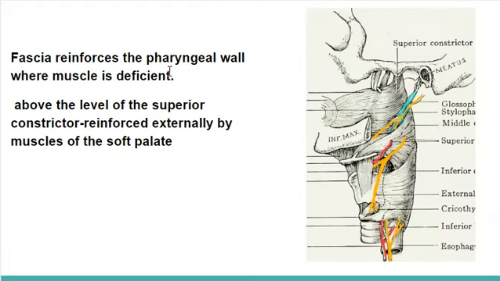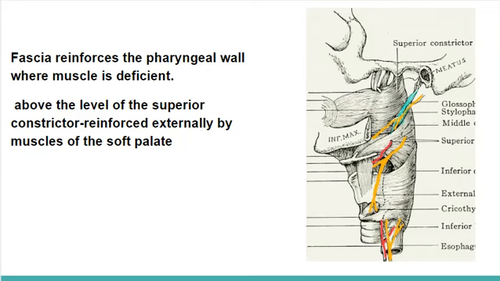Now apart from that, we see that the fascia reinforces the pharyngeal wall where the muscle is deficient, right? Between the base of the skull and the superior constrictor, we can notice a gap. And also between the three constrictors, there is a potential gap. So the fascia reinforces the pharyngeal wall wherever there is a deficiency of the muscle, and above the superior constrictor, it is reinforced externally by the muscles of the soft palate. In the gap between the base of the skull and the superior constrictor, we also see the muscles of the soft palate, which are the tensor veli palatini and the levator veli palatini. Here you can see them.